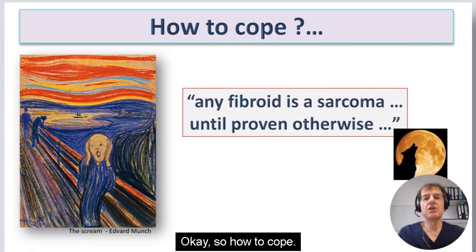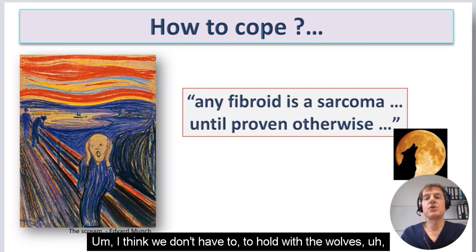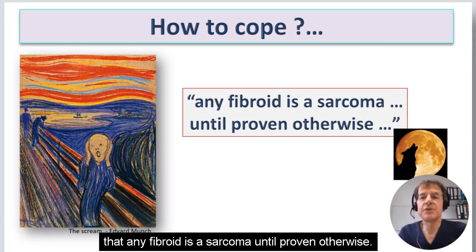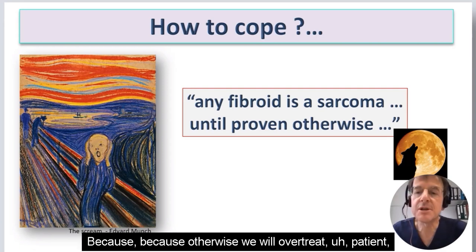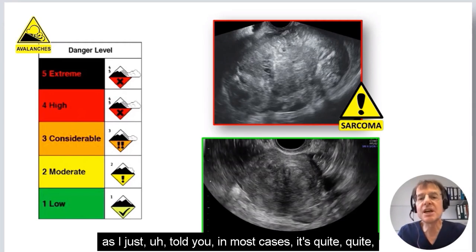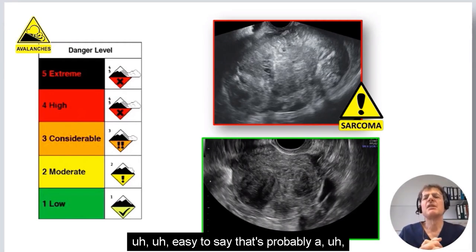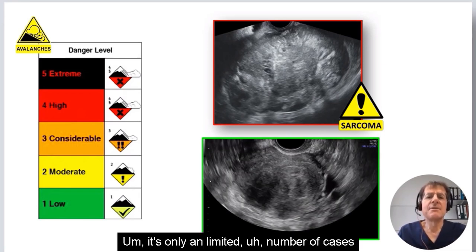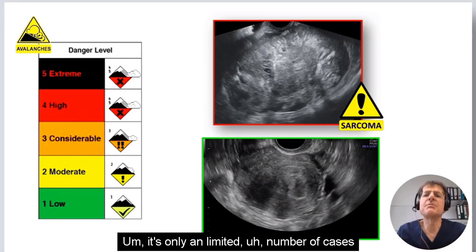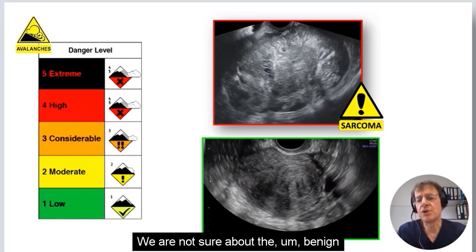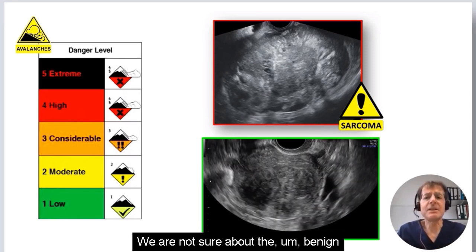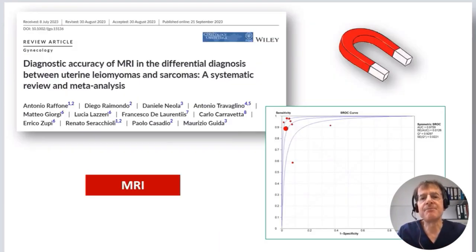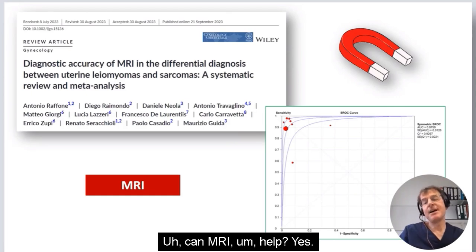Okay, so how to cope? I think we don't have to howl with the wolves and say that any fibroid is a sarcoma until proven otherwise, because otherwise we will overtreat patients, as I just told you. In most cases, it's quite easy to say that's probably a benign fibroid. It's only a limited number of cases where we are not sure about the malignancy or benign character of the lesion. Can MRI help? Yes.